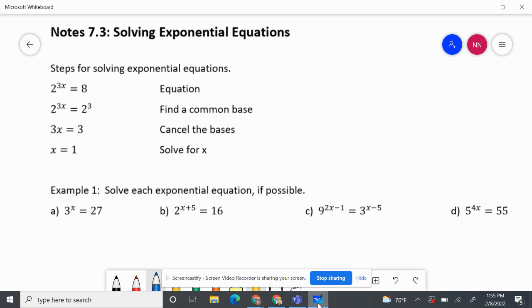We're going to be solving exponential equations. Here we have an example of one. The key step is finding the common base. Now, a common base is the number that's exactly the same.